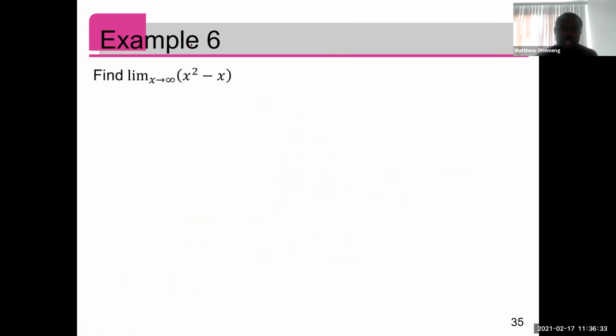Okay, now let's look at the last example under this section. Let's try and see how you're going to do this, right? For this one, you have x squared minus x. I'll show you two ways of doing this. When you try and plug in, you have something like infinity squared minus infinity. Infinity squared, we all know, is infinity, so infinity minus infinity. The question is, what is infinity minus infinity?